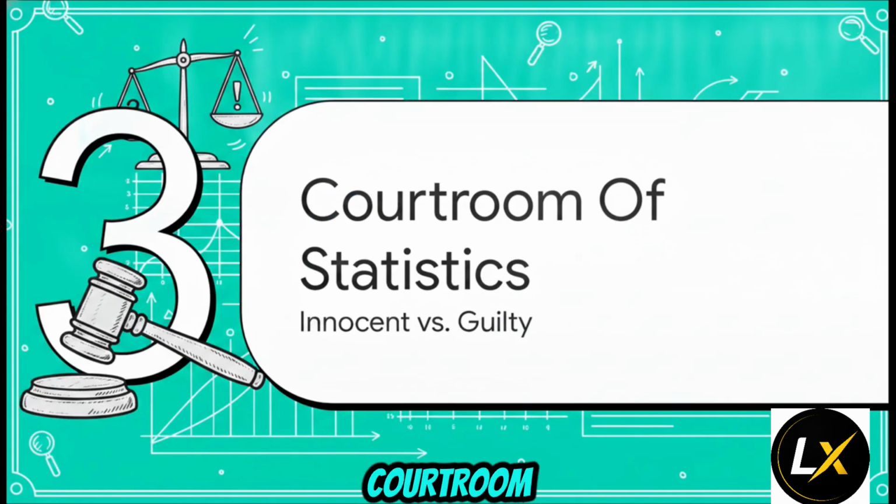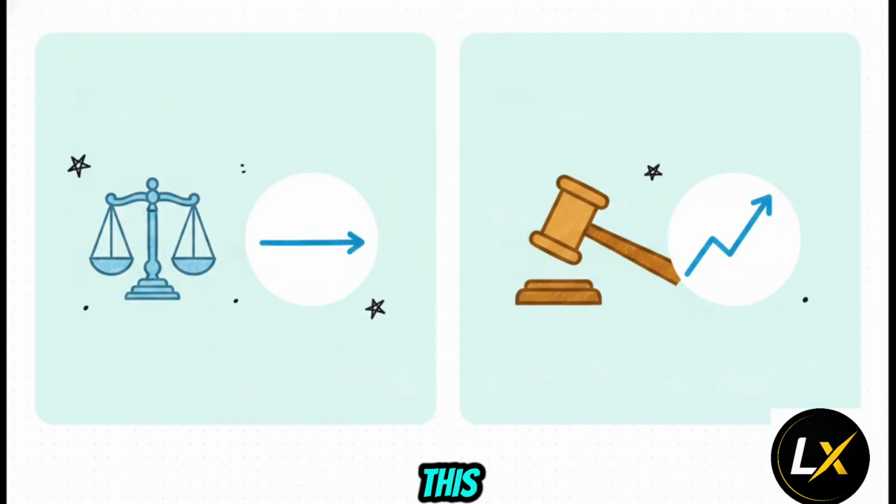Section 3. The courtroom of statistics. To really grasp how this works in practice, we need to put our data on trial. This concept perfectly mirrors a legal trial. When we run a t-test, we start with the Null Hypothesis, or H0. This is your statement of absolutely no difference. It treats your process like a defendant. It is innocent of changing until you have enough statistical evidence to prove otherwise. On the other side is the Alternative Hypothesis, or HA. This is the prosecution. It's what you are actively trying to prove, that the process is essentially guilty of changing.